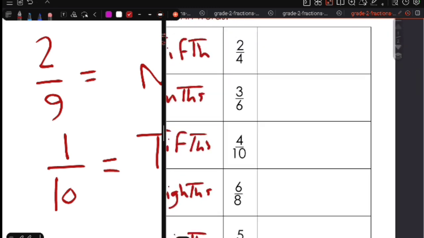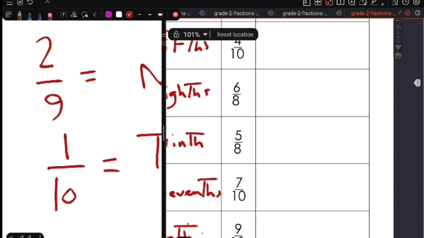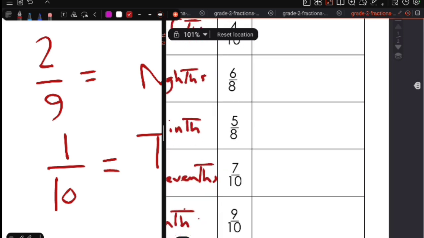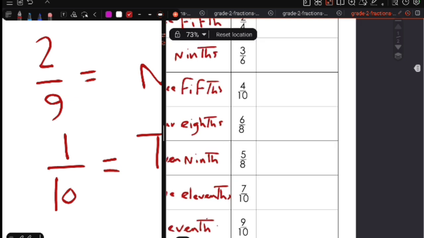Okay, try on your own this one. 2 over 4 I write it as, 3 over 6 I write it as, 4 over 10 I write it as. Try all these examples by yourself.